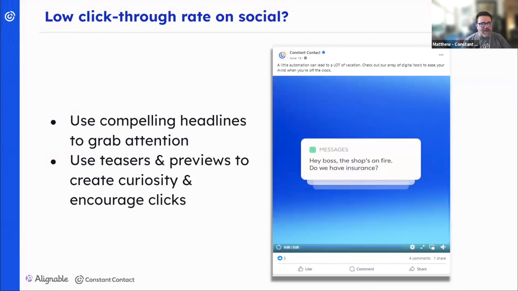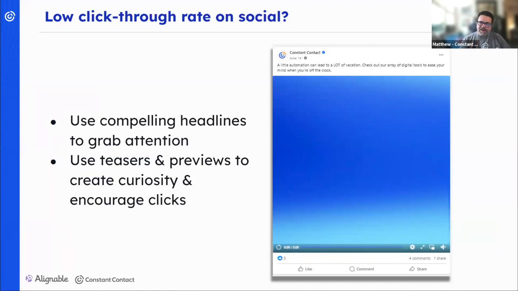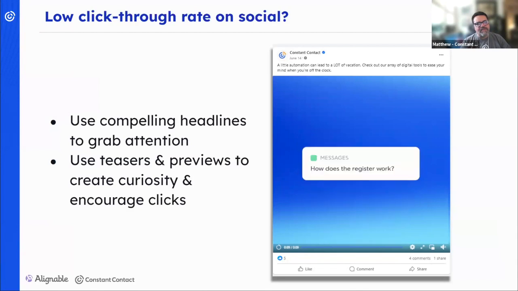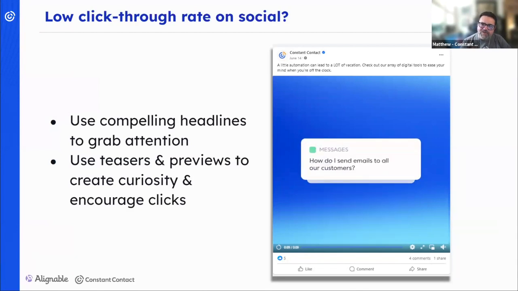Things that are going to grab attention. A lot of small businesses will just throw anything out there. A lot of nonprofits just throw anything out there. You got to pay attention to what is going to grab people's attention. And also use things like teasers and previews. Give people a little glimpse of what's coming up. You'll see large companies do this all the time.